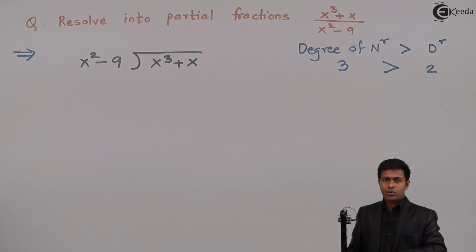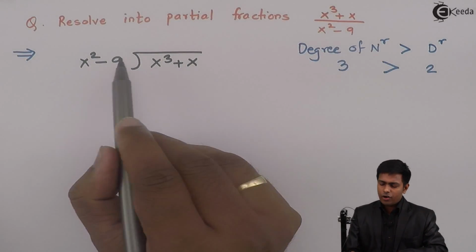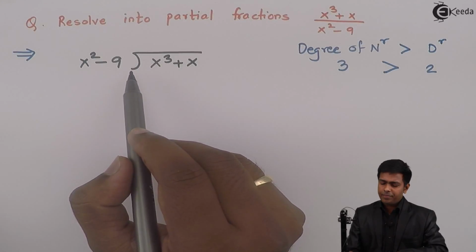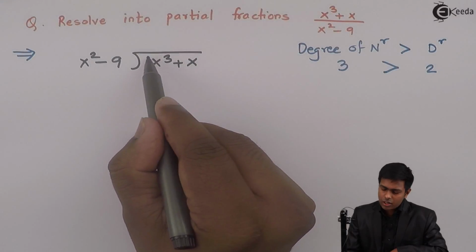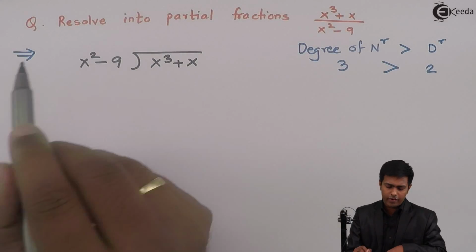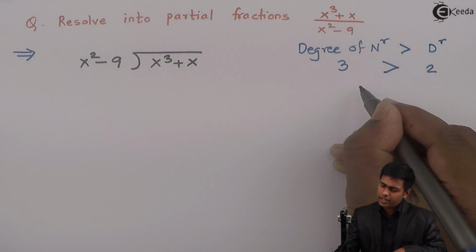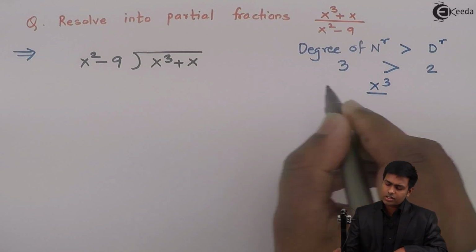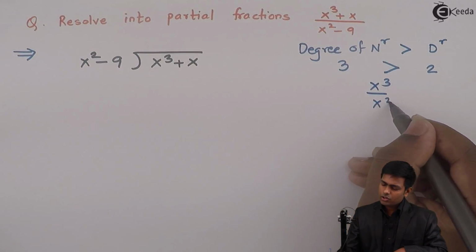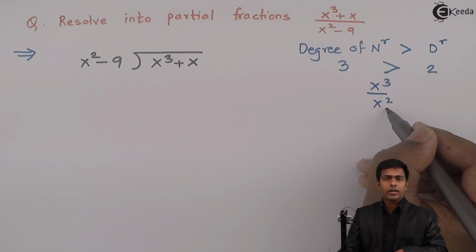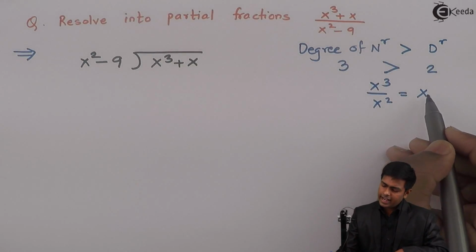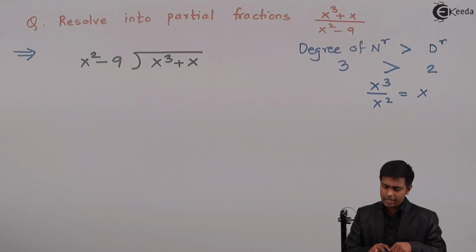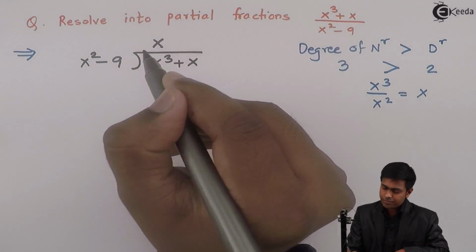Now whenever we want to do the division of two polynomials, the rule is we divide the first term of the dividend with the first term of the divisor. So here the first term of the dividend is x cube and the first term of the divisor is x square. By dividing x cube with x square we will get x. So this x becomes our quotient. So here I will write it down. So x is the quotient.